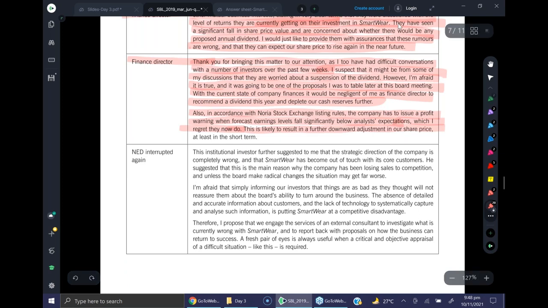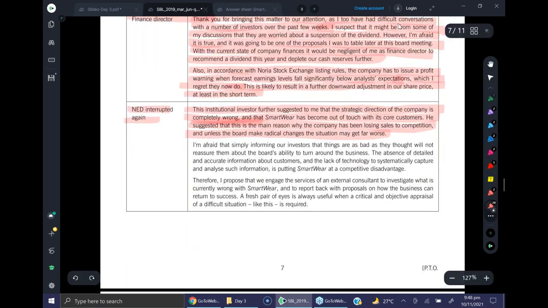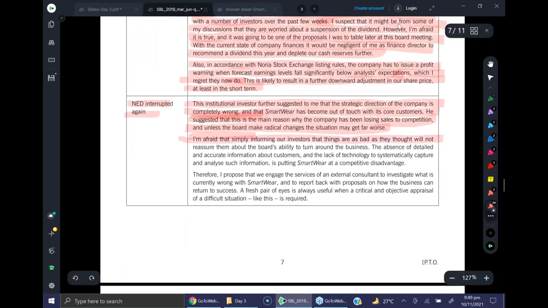NED interrupted again. The institutional investor further suggested to me that the strategic direction of the company is completely wrong and that SmartWare has become out of touch with its core customer. He suggested that this is the main reason why the company has been losing sales to competition, and unless the board makes radical changes, the situation may get far worse. I'm afraid that simply informing our investors that things are as bad as they thought will not reassure them about the board's ability to turn around the business.